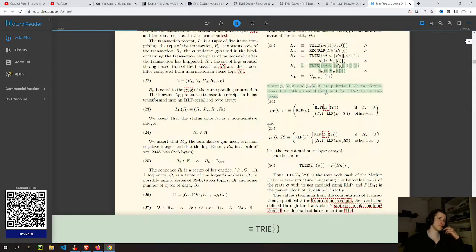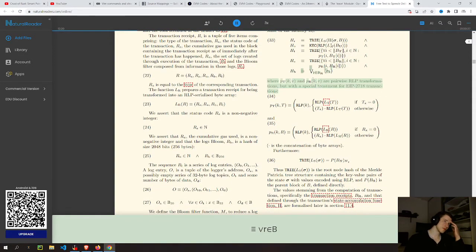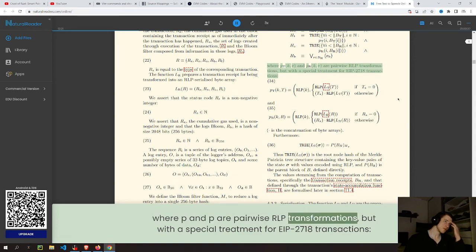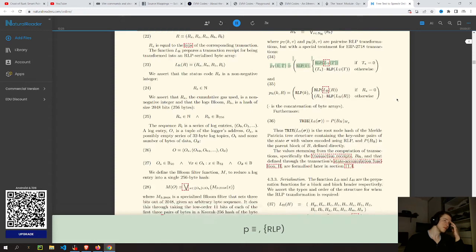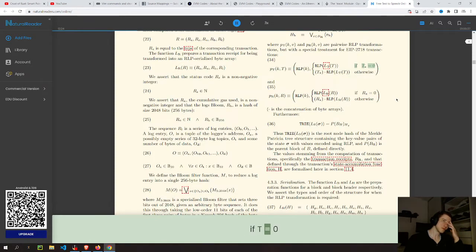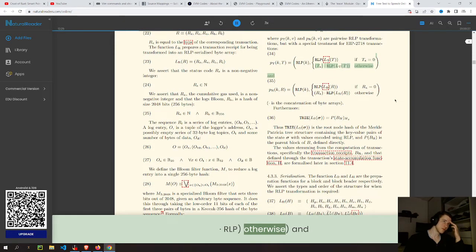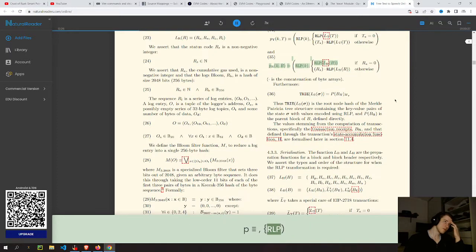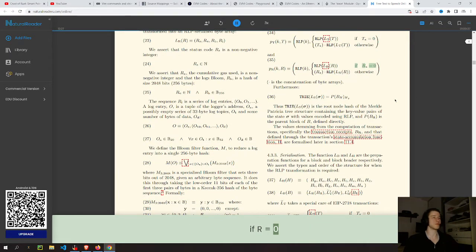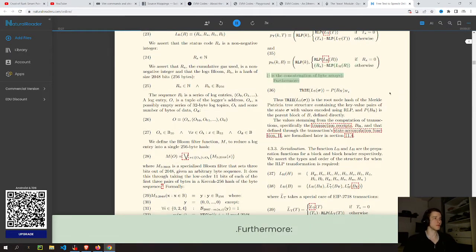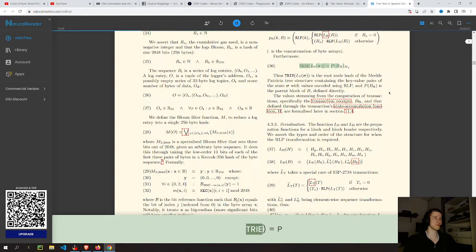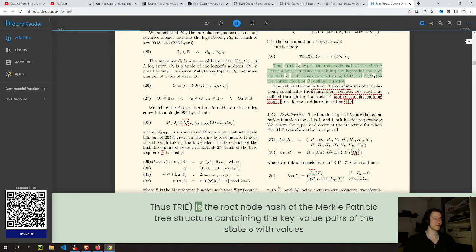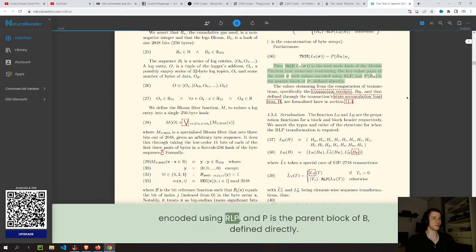H. Tree. HB. Where P and P are pairwise RLP transformations, but with a special treatment for EIP 2718 transactions. P, RLP. If T equals 0. RLP, otherwise, and P, RLP. If R equals 0. RLP, otherwise. Furthermore, tree equals P. Thus tree is the root node hash of the Merkle-Patricia tree structure containing the key value pairs of the state sigma with values encoded using RLP, and P is the parent block of B, defined directly.